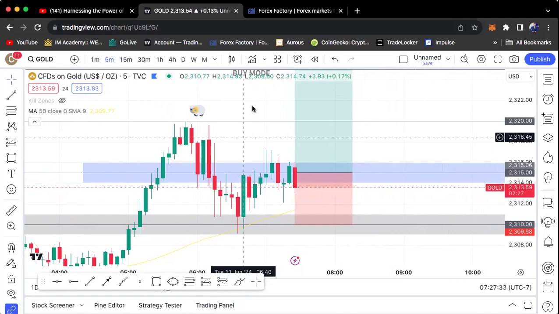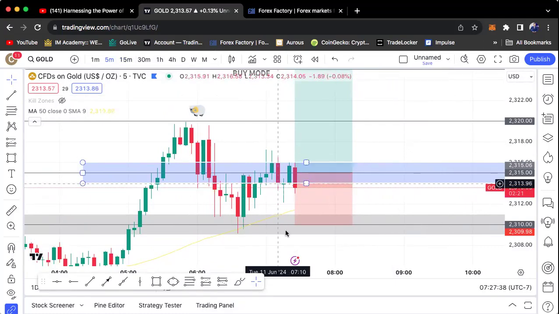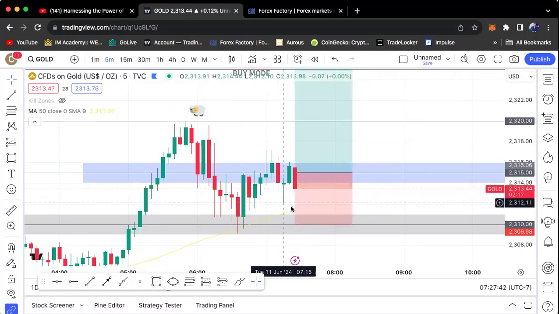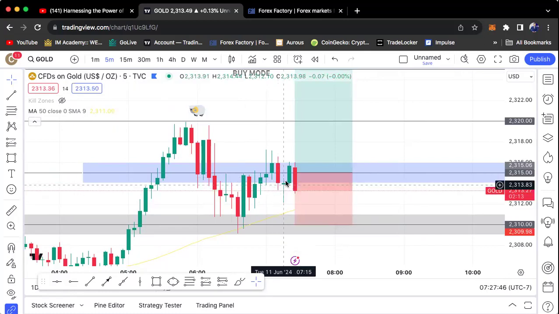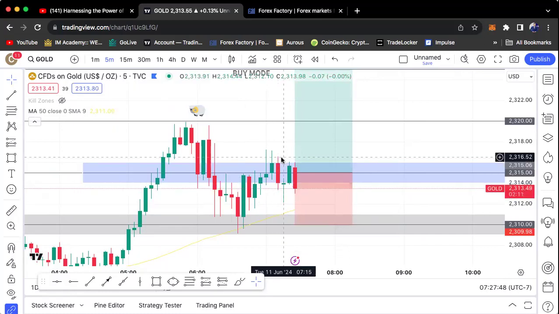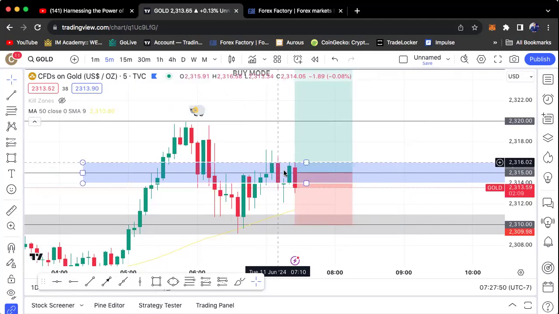Yeah, we could potentially see a retest. The price fell to create this lower low here. It's giving me this confirmation candle. Right now, it's just playing within this area here, within the zone.